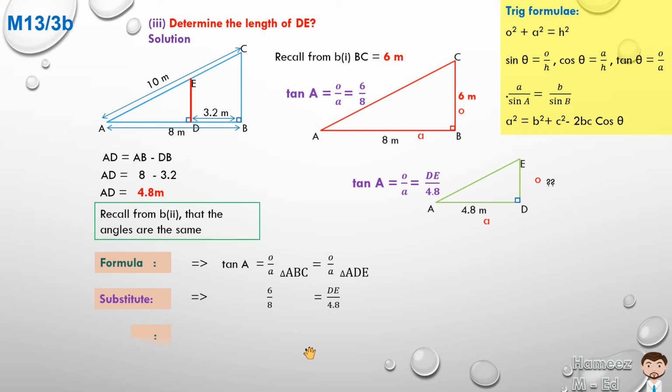So let's now substitute. Let's block off the 4.8. So we rewrite what we have. 6 over 8 is equal to DE. Now the 4.8 is in the denominator, or dividing, so when I carry it across, it will multiply. So we'll get 6 over 8 times 4.8. And using our calculators, we can solve, and DE will be 3.6 meters.